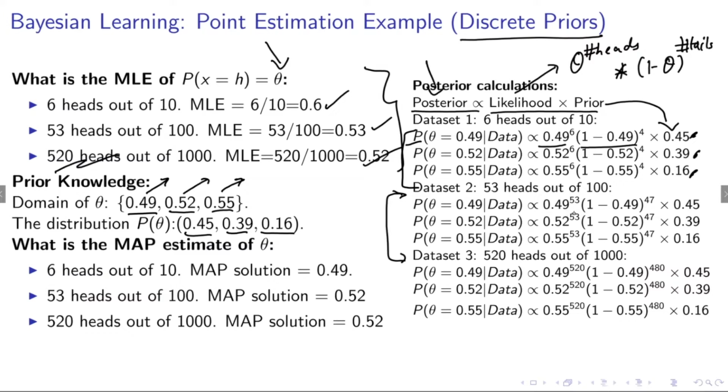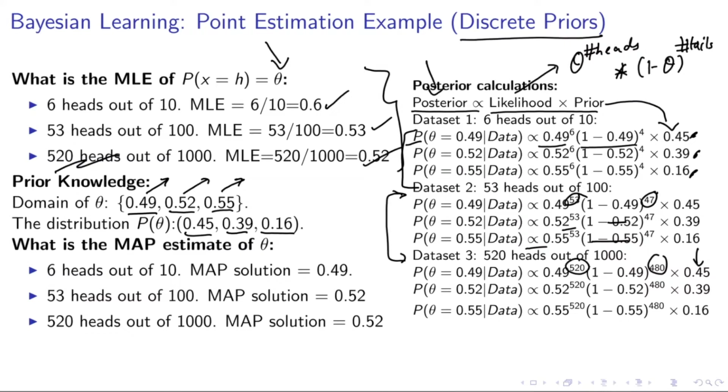Except that now I'll raise 0.49 to the power of 53 because the data set has changed, right? And 1 minus 0.49 to the power of 47 because the data set has changed again, okay? Similarly for other values. And I'll do the same calculation for data set 3. Again, what is going to change is the power, while the prior will remain the same. So let us see what the posterior looks like.